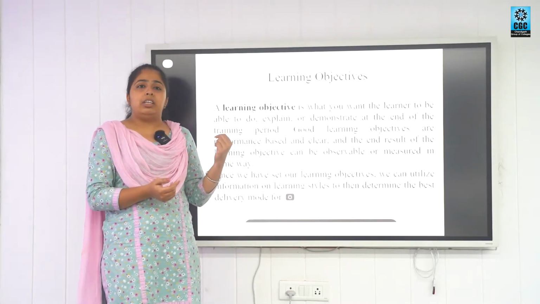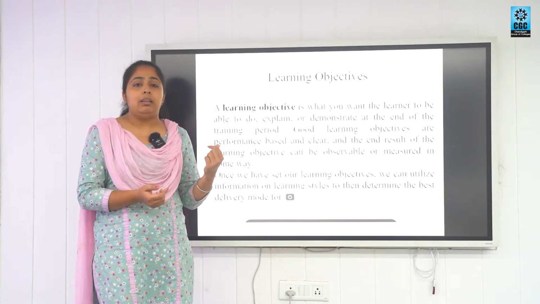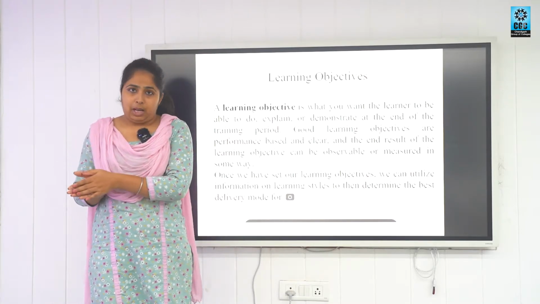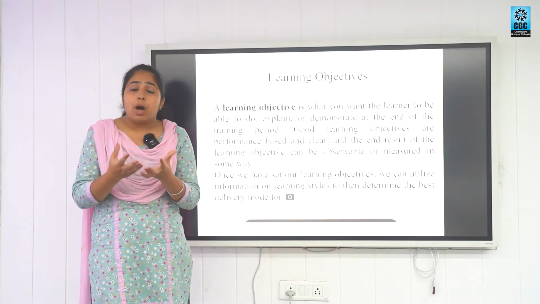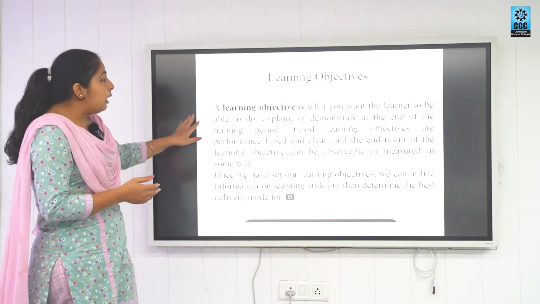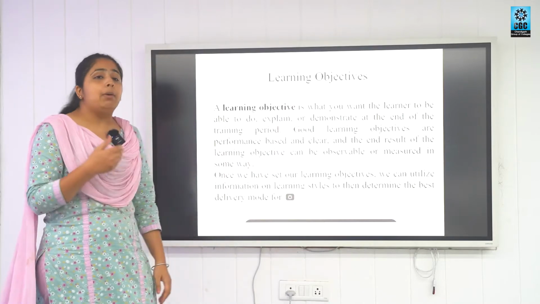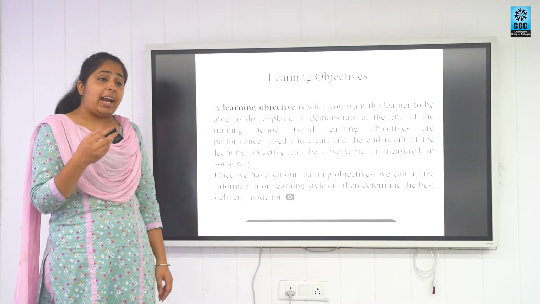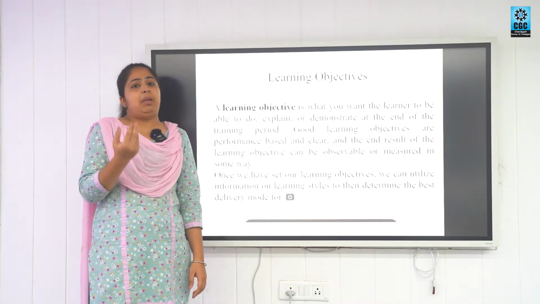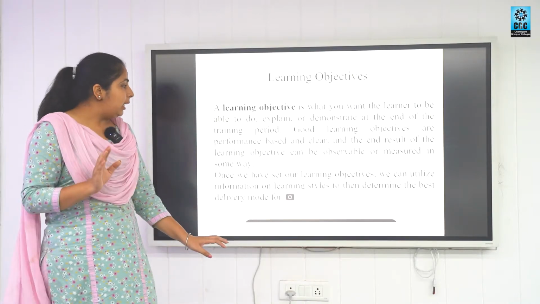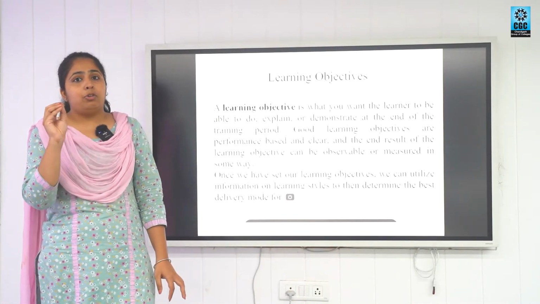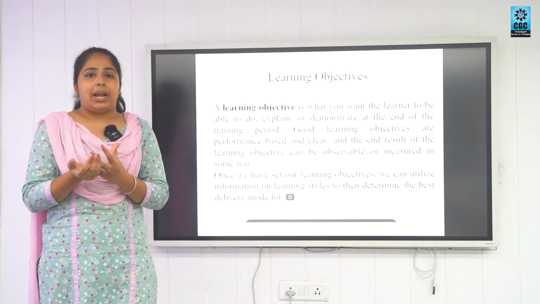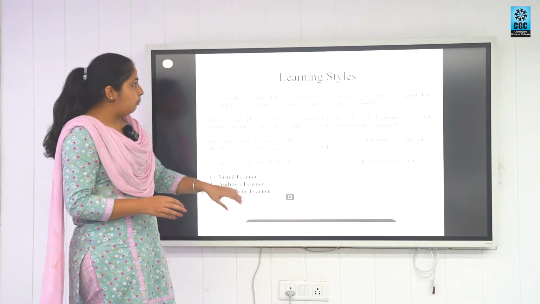Then next comes your learning objectives. Learning objectives mean what I want to attain once I'm done with my training program, what I want to figure out post-training. Learning objectives are what you want the learner to be able to do, explain or demonstrate at the end of the training. That may be in a measurable form or an observable form. But ultimately, the training provided to the employee will give us certain results at the end. That would be our learning objectives.